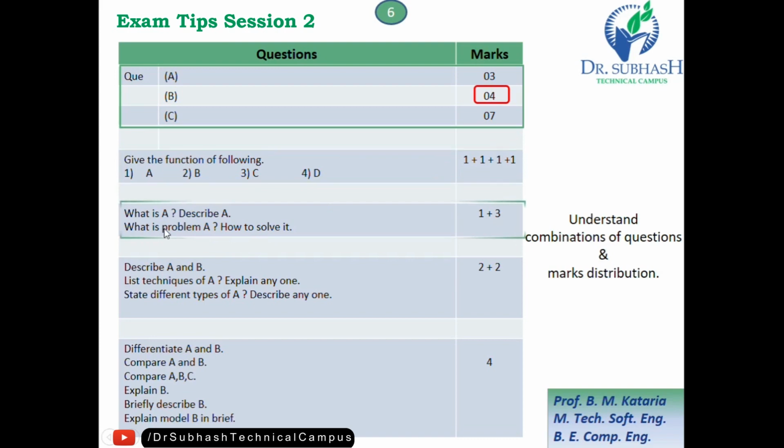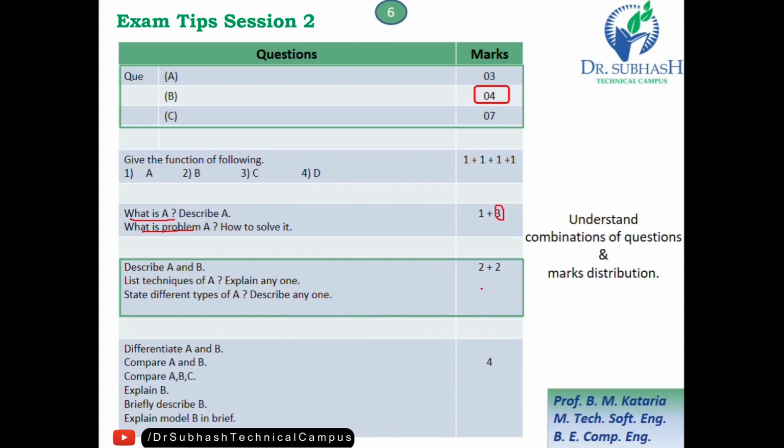Next, what is A and describe A. What is problem A? How to solve it? So again, it is a distribution of 1 plus 3 marks. It means the first question carries 1 mark and the second question carries 3 marks. Same thing if we look at the next.